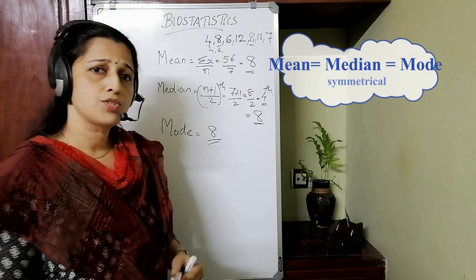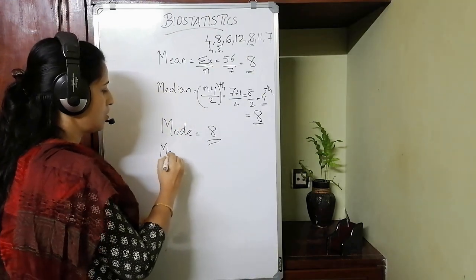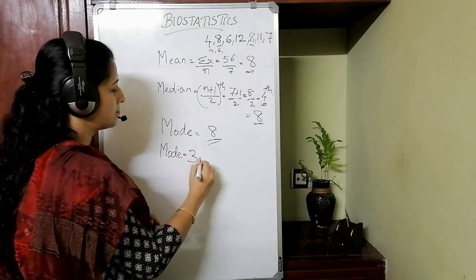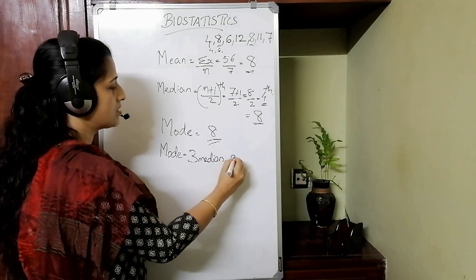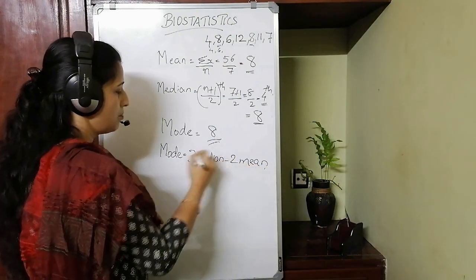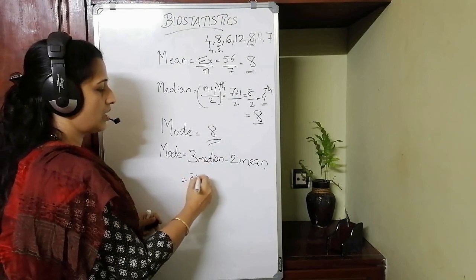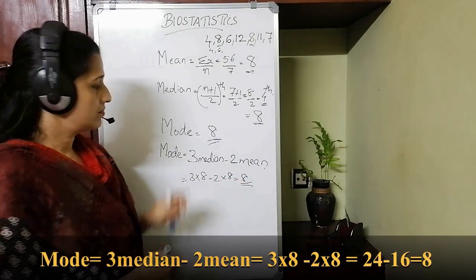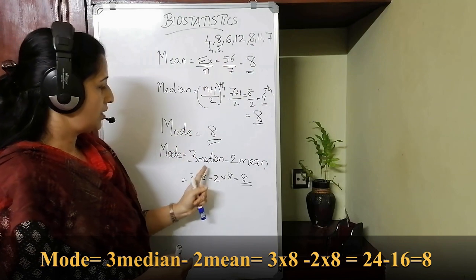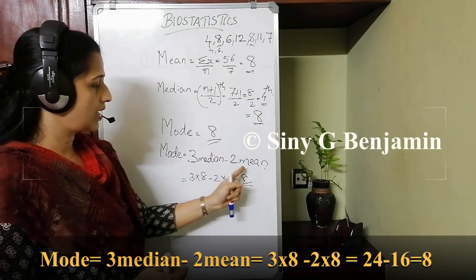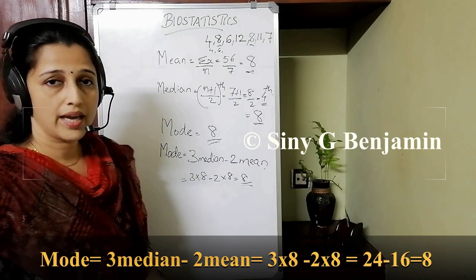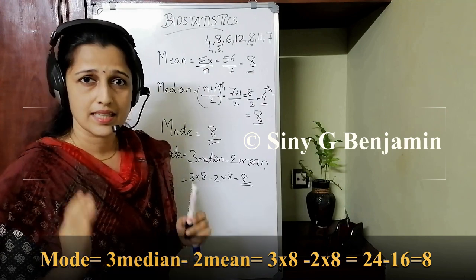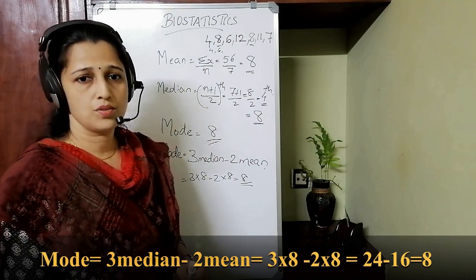Here you can also apply the equation, that is mode is equal to 3 median minus 2 mean. By applying the equation, we will get 3 into 8 minus 2 into 8, that will come to 8 itself. Median is 8, mean is again 8. So 3 into 8 minus 2 into 8 is equal to 8. And here mean, median and mode are the same, that is 8. And this is known as a symmetrical distribution.